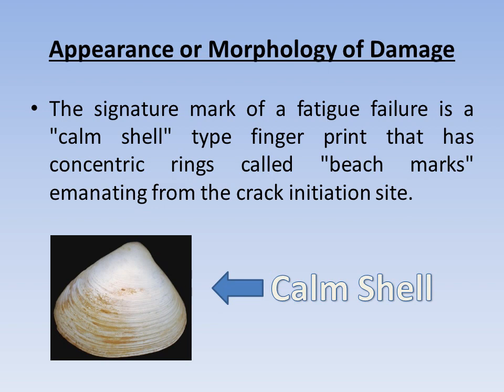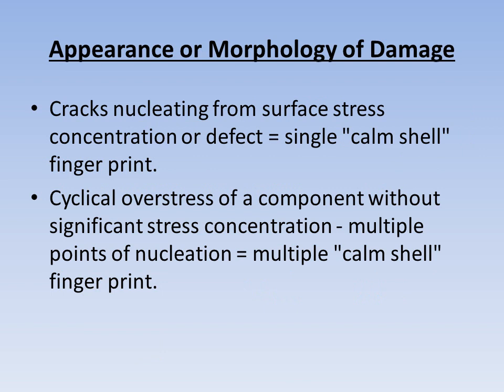The signature mark of a fatigue failure is a clamshell type fingerprint that has concentric rings called beach marks emanating from the crack initiation site. Cracks nucleating from surface stress concentration or defect are identified by a single clamshell fingerprint. Cyclical overstress of a component without significant stress concentration causes multiple points of nucleation, and thereby multiple clamshell fingerprints occur. Please note these two conditions of single clamshell fingerprint and multiple clamshell fingerprints.